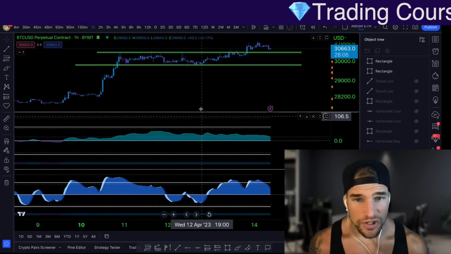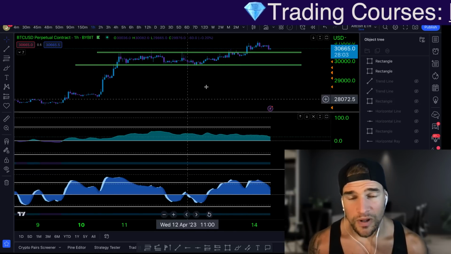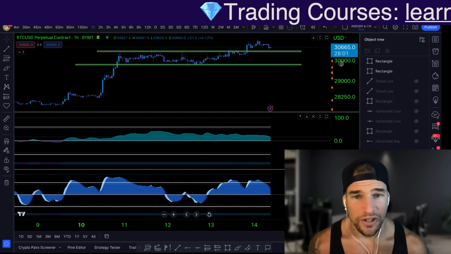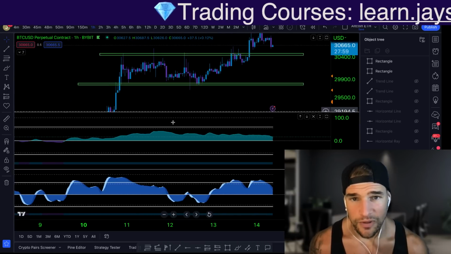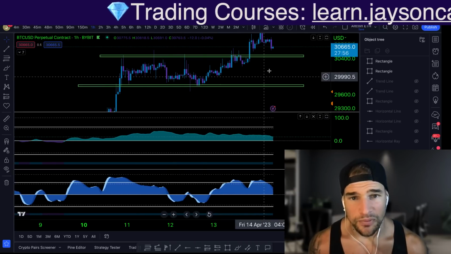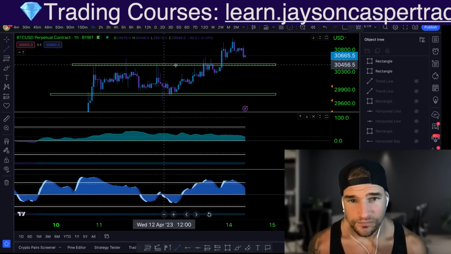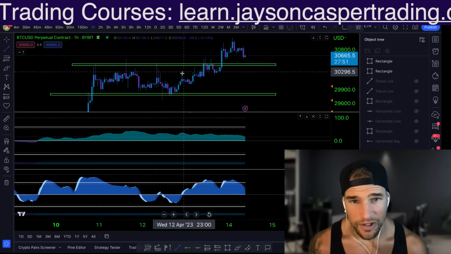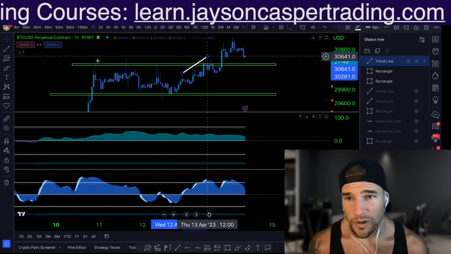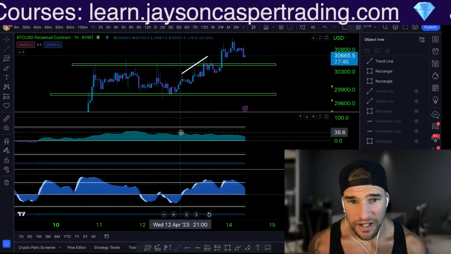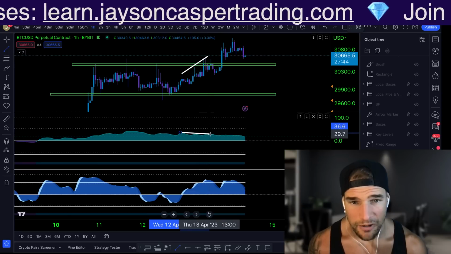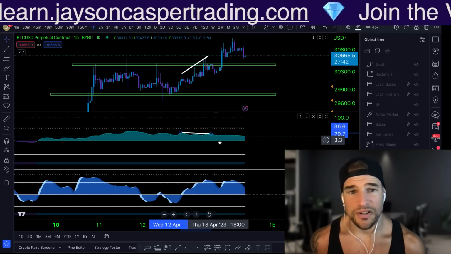What is a divergence? A divergence, guys, is when price and the momentum oscillator do the opposite. For a great example, if we see that the price is getting higher, like it is right here, we can see that the price continues to get higher, but the oscillator continues to get lower. This is called a bearish divergence. Why is this a bearish divergence?